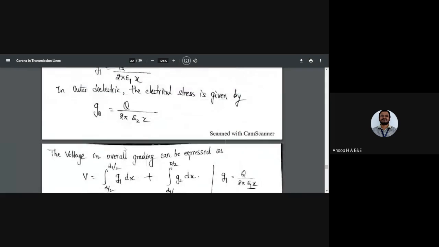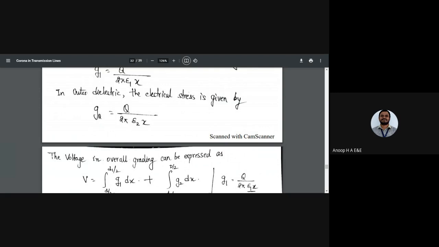Yes, Shri Priya? Manoj C? How can you write the outer dielectric equation? Q divided by 2 pi epsilon 2 into x, where epsilon 2 is the permittivity 2. Good, Manoj. So we have got G1 and G2, which are the electrical stresses of the inner dielectric and outer dielectric.